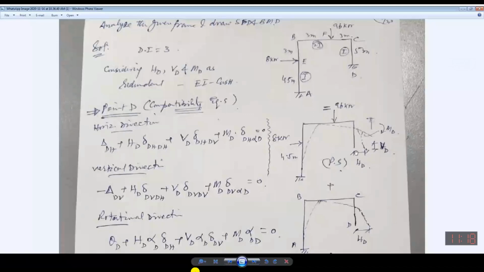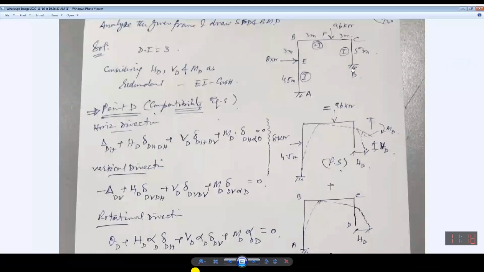It is not moving in the horizontal direction. So all sorts of displacement in the horizontal direction due to any force must sum to 0. Similarly, the total vertical displacement should be 0, whether those vertical displacements are due to 96 and 48, horizontal redundant, vertical redundant, or the moment. Similarly, rotation should also be 0, whether it is due to the applied loading, the horizontal force, the vertical force, or the moment. Summation must be 0.